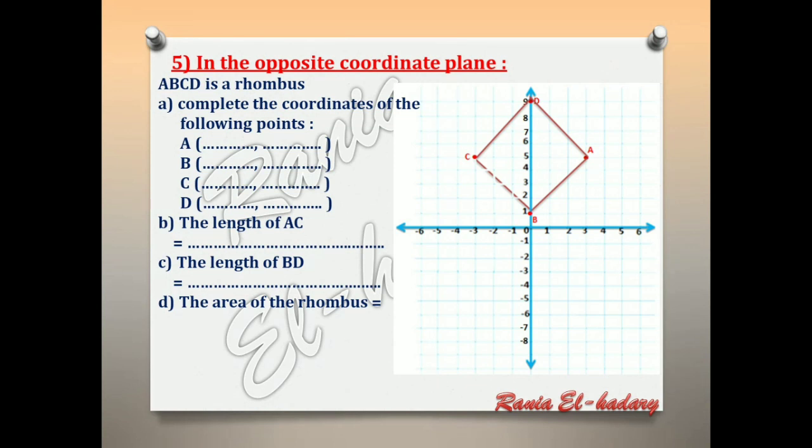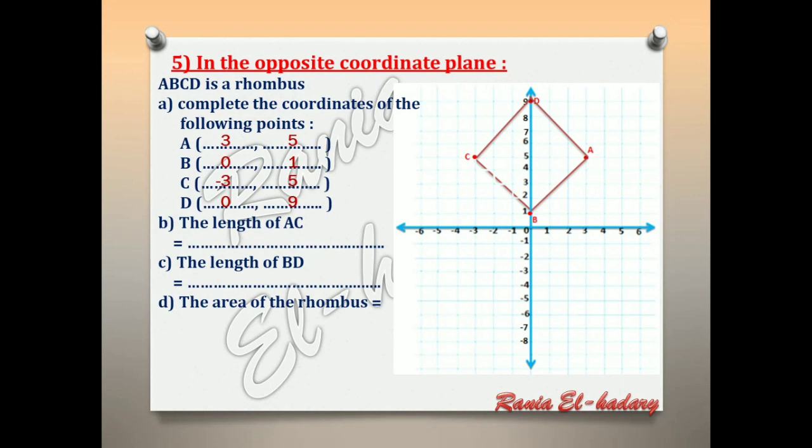The point A, look at the opposite figure, point A equals what? Yes, A has X equal to 3 and Y equal to 5. So I have 3 in X and 5 in Y. Letter B is located on the Y axis, so X is 0, and Y equals 1. Point C equals (-3, -5). Letter D also is located on the Y axis, so X equals 0. And Y equals what? Equals 9.